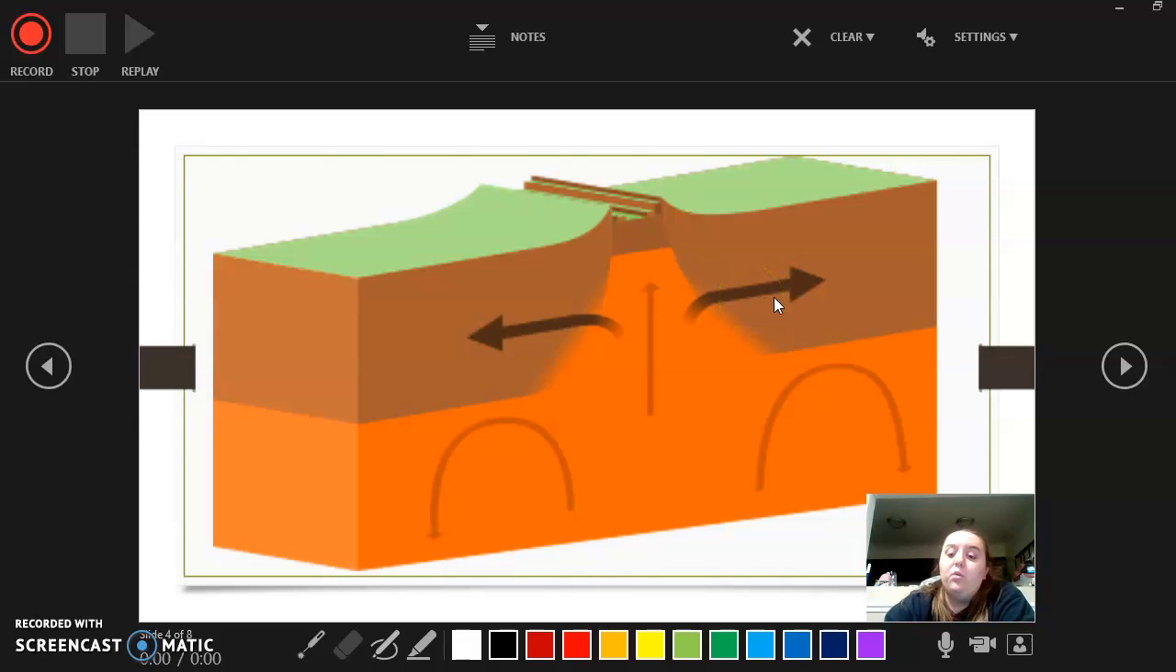They are moving away from each other, which is different from the other two boundaries. You can distinguish the divergent plate boundaries because they move away from each other, unlike convergent boundaries, which move towards each other, and transform, which move in opposite directions next to each other.